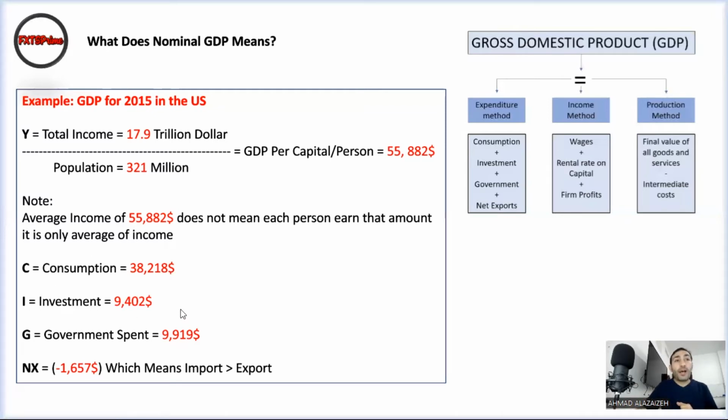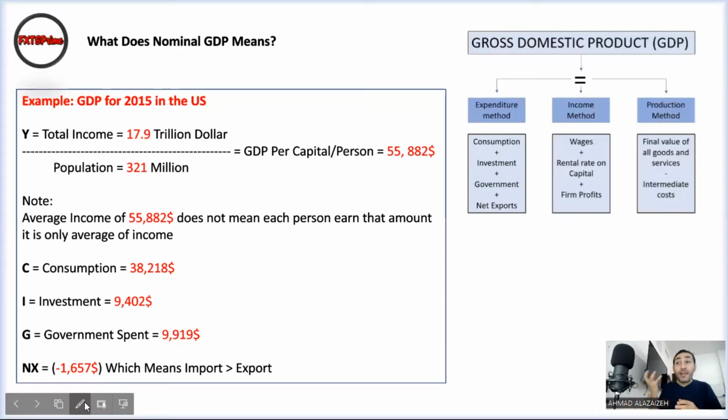Investment was $9,402 per each person, and government spending was $9,919 for each person, and the net export was minus, focus on this, was minus $1,657 for each person. And when we say minus here, coming back to the previous example, what does it mean?